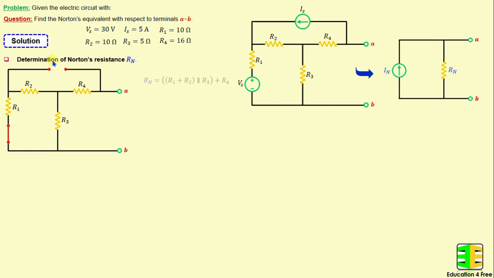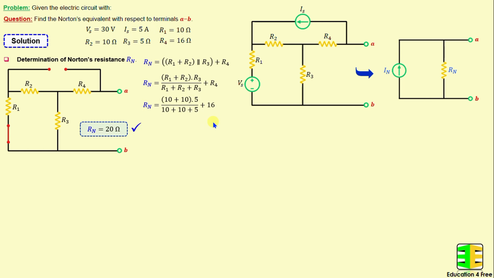That means RN is equal to the series combination of R1 and R2 connected in parallel with R3, all connected in series with R4. That means RN can be calculated using the following formula: (R1 plus R2) times R3 over (R1 plus R2 plus R3), plus R4. And if we replace the resistors with their numerical values, we obtain RN is equal to 20 ohms.